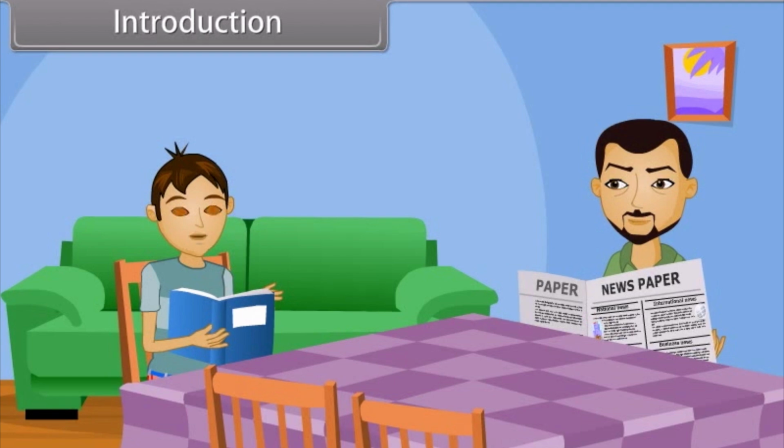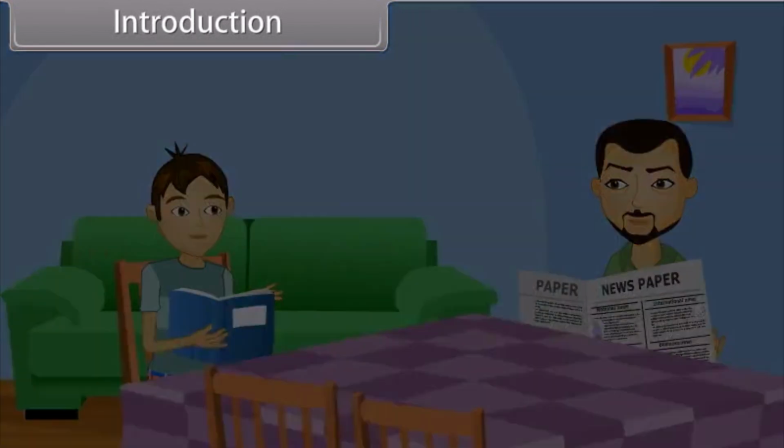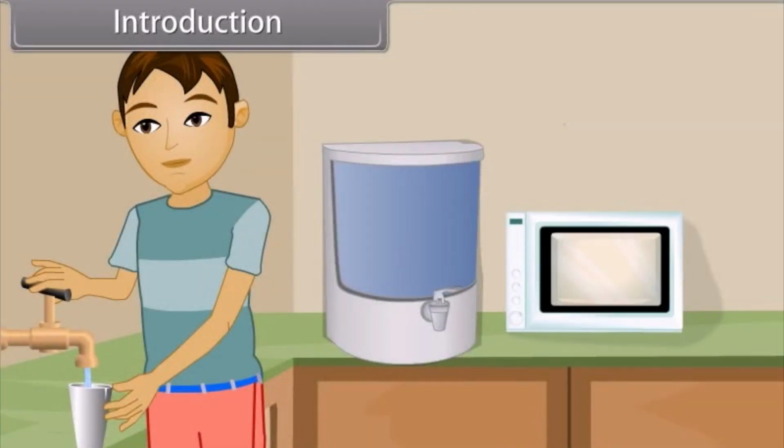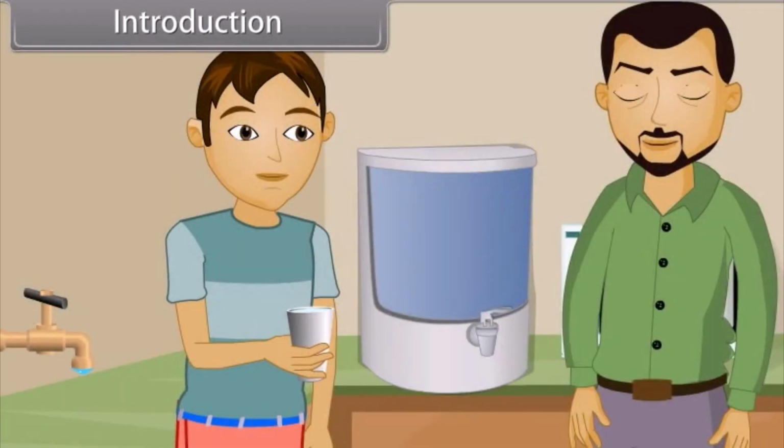Father, I'm just reading my favorite comic. Ajay, don't use tap water for drinking purpose. It may be contaminated. Always use RO purifier's water for drinking purpose. Okay, Father.